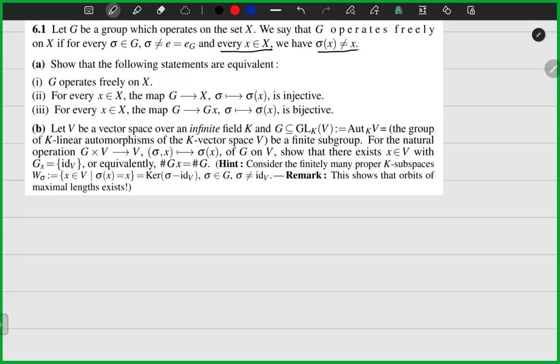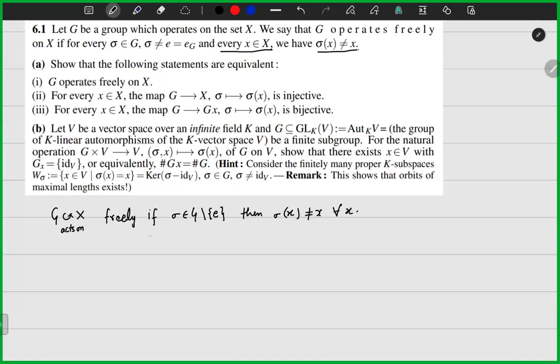The same thing can be written as, I will write it like this, G acts on X. This notation is for acts on. G acts on X freely, or this action is free, if for sigma belonging to G minus identity, sigma of x is not equal to x for every x, right?